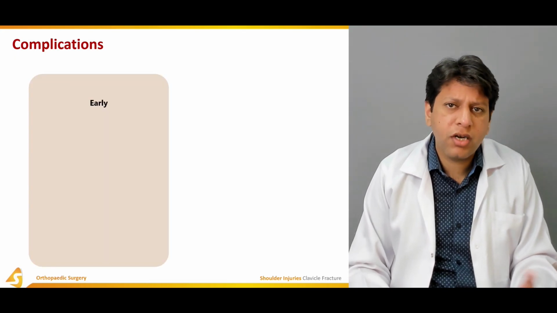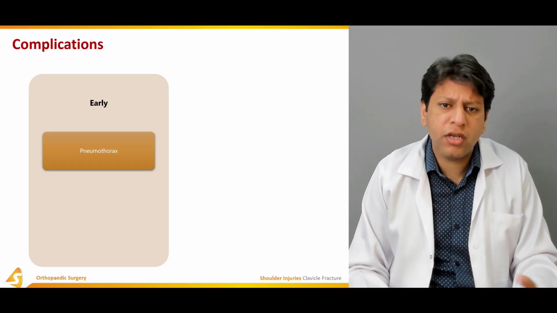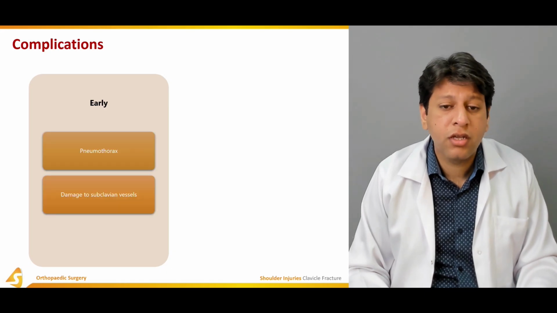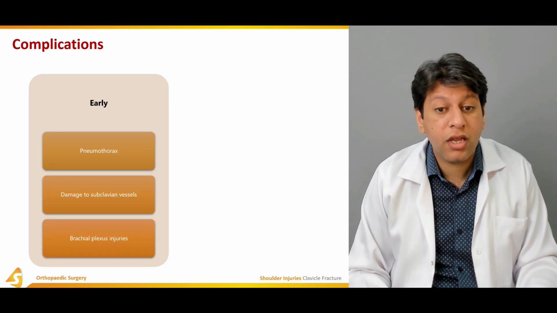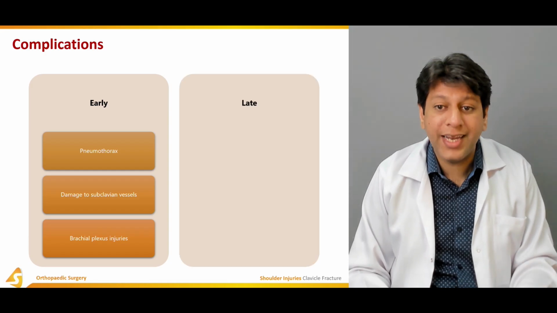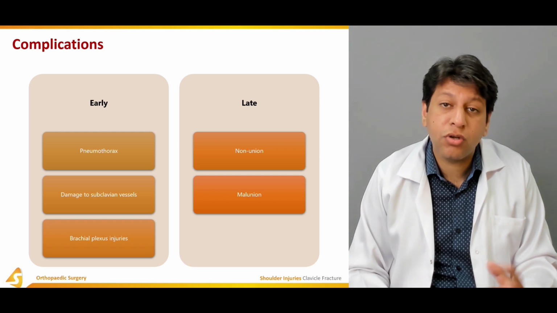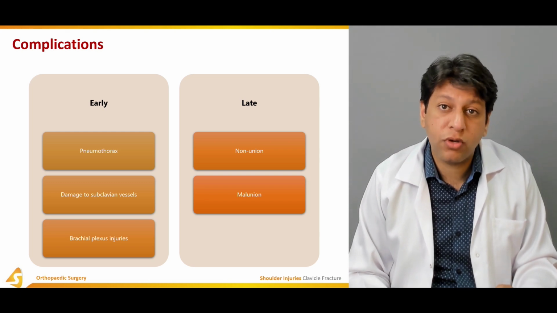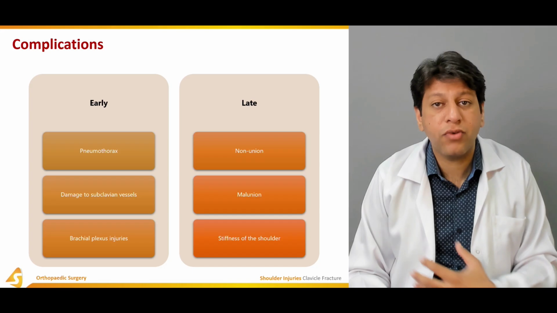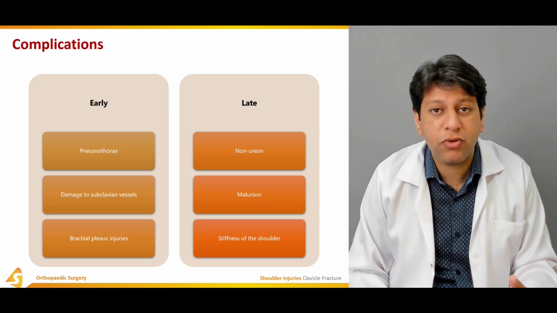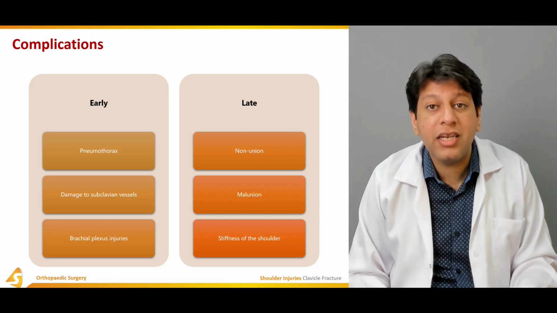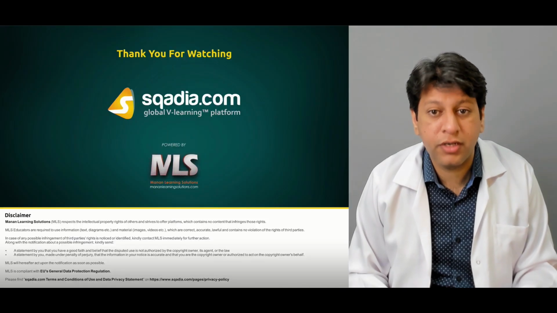Now coming to the complications. Complications are divided into early and late complications. Early complications include pneumothorax, damage to the subclavian vessels, and brachial plexus injury. Late complications could be non-union or malunion. Non-union could present in the form of pseudoarthrosis of the clavicle, and once the patient is kept immobilized for a long period of time, this can lead to stiffness of the shoulder joint.